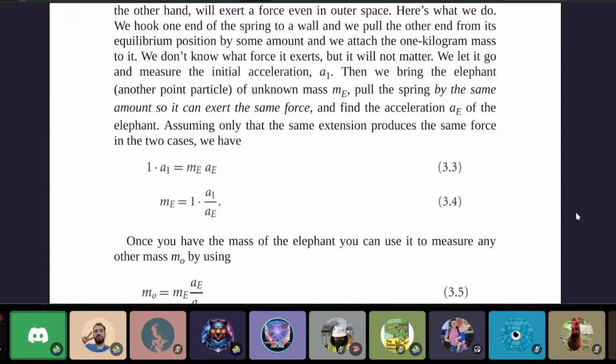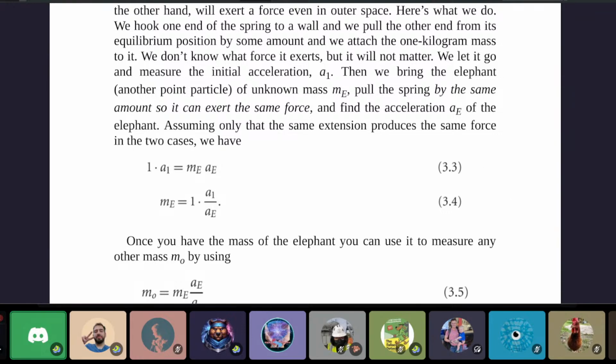Here's what we do. We hook one end of the spring to a wall and we pull the other end. Wait, I thought we were in space. But okay, we hook one end of the spring to a wall and we pull the other end from its equilibrium position by some amount and we attach the 1 kilogram mass to it. We don't know what force it exerts, but it will not matter. We let it go and measure the initial acceleration A1.